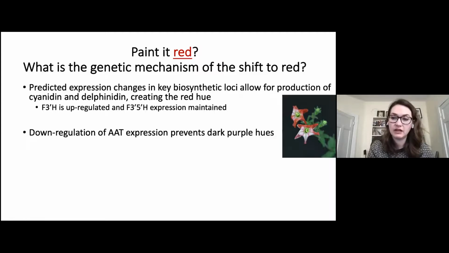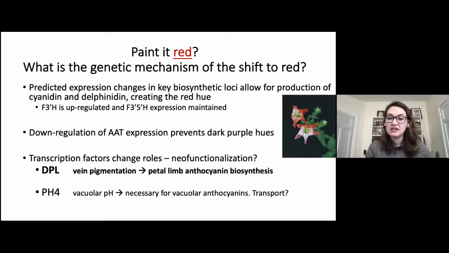Second, the downregulation of anthocyanin modifying enzyme AAT prevents anthocyanins from becoming very dark or intensely purple. And last, we observed upregulation of two MYB transcription factors and demonstrated their modified roles in Petunia exserta. Deep purple shifts from vein pigmentation function in the other sister species to replacing the role of AN2 in the petal limbs for anthocyanin biosynthesis activation. pH4 does not appear to regulate vacuolar pH in Petunia exserta in the same way as it does in the short tube clade, but it still has a necessary role in floral color phenotype.